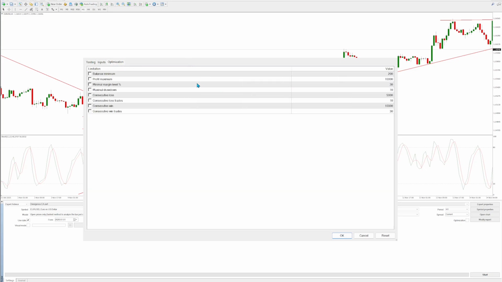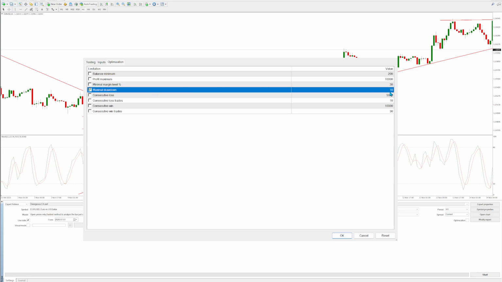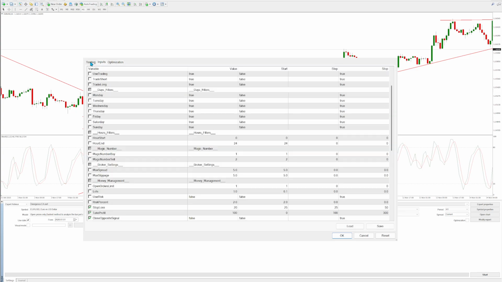If you go to this optimization tab here, you can filter results by any of these. So for example, if you want to only have results with a maximum drawdown of 20, you can put that in there and have that selected. I leave these all unchecked just because I want to see what results good and bad. So I know what could work and what may not.